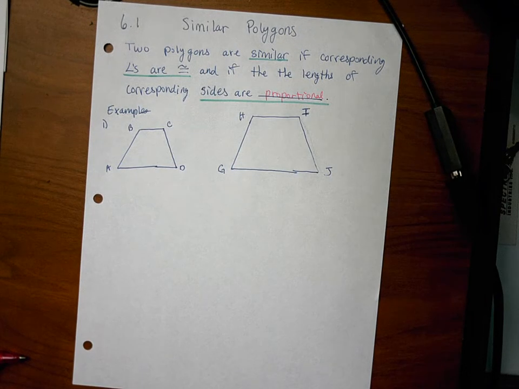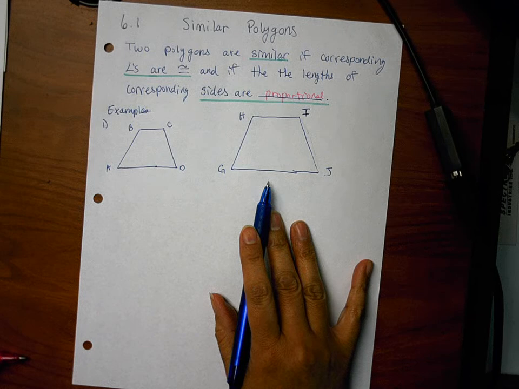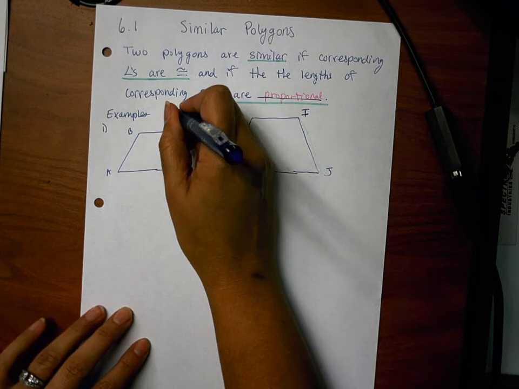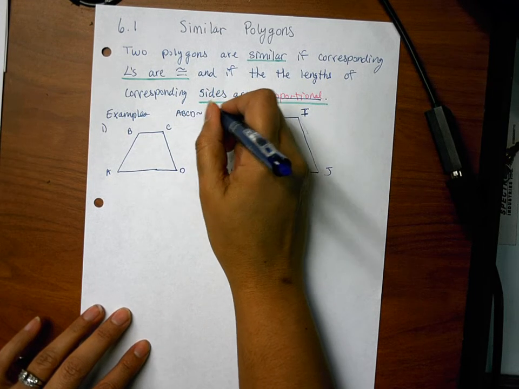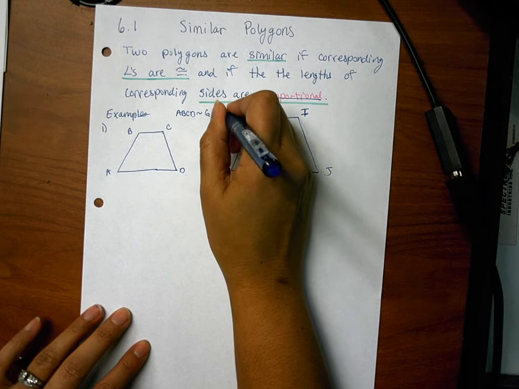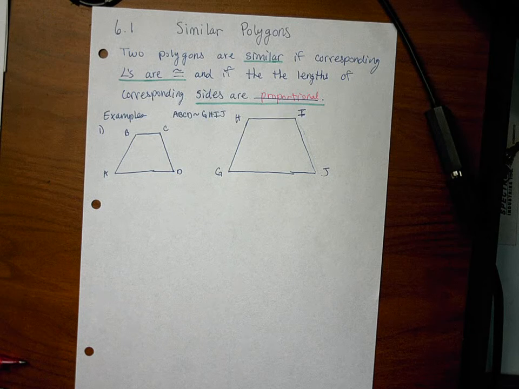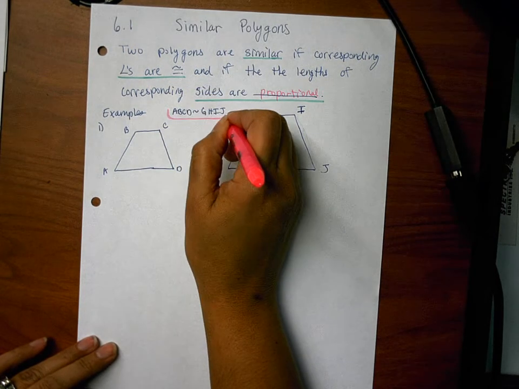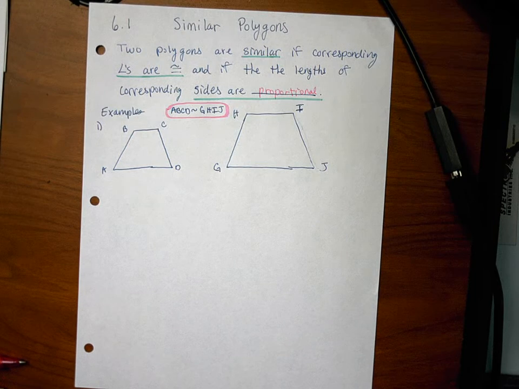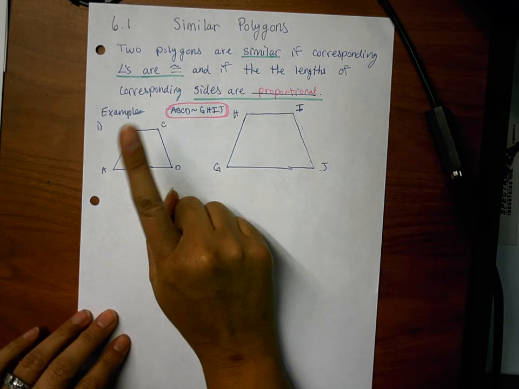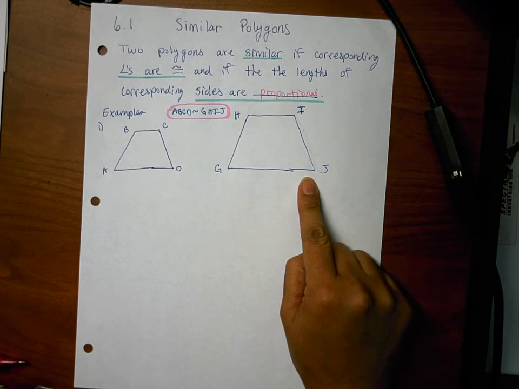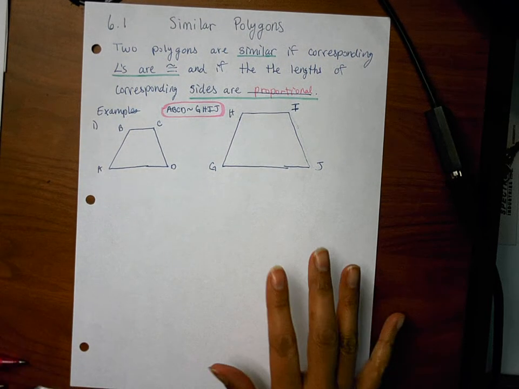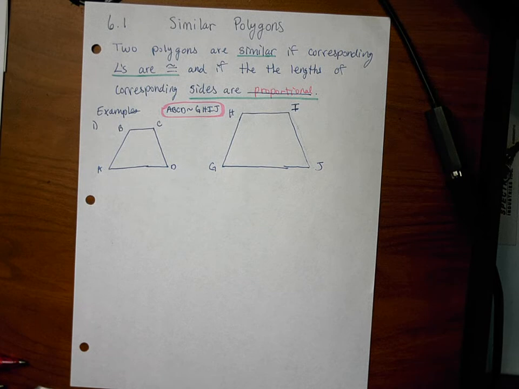All right, now if these two polygons are similar, we would write it like this. ABCD is similar to GHIJ. That is how you would write it. Okay, so that would be given to you, or you would be trying to prove it. Polygon ABCD is similar to polygon GHIJ. Now, according to this statement up here, corresponding angles are similar. I'm sorry, congruent. Corresponding angles are congruent.